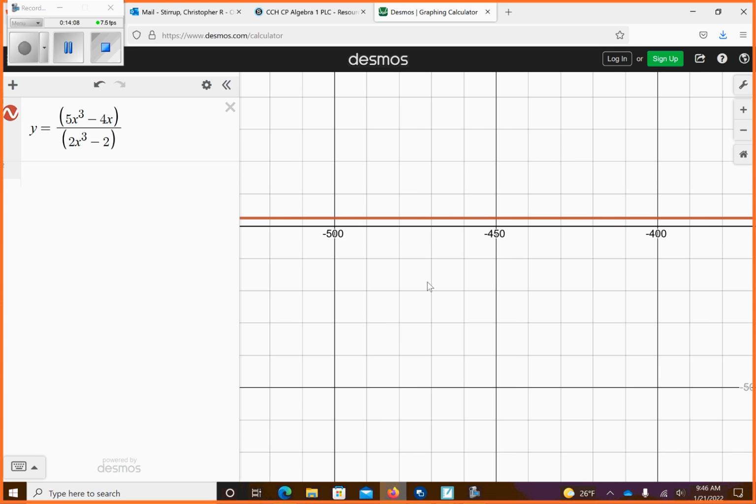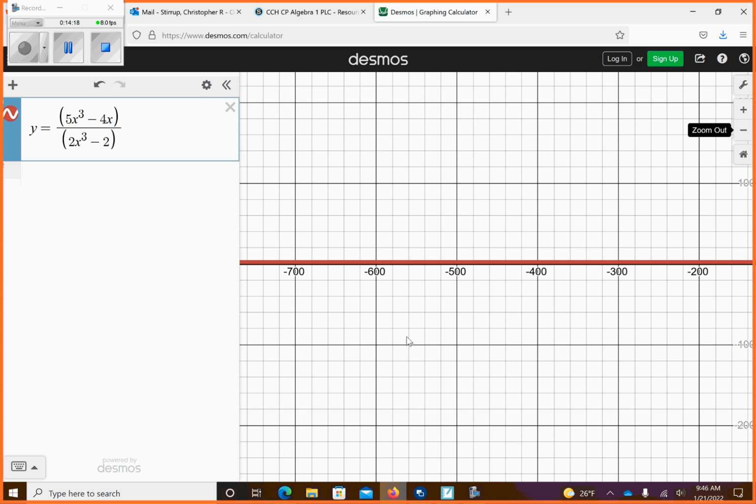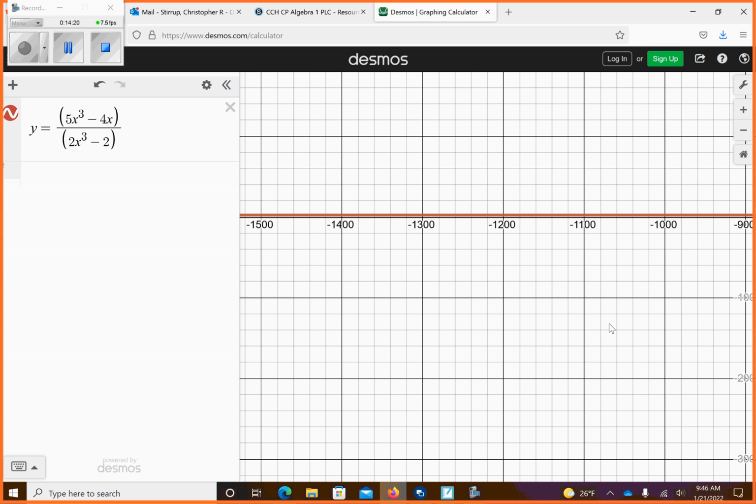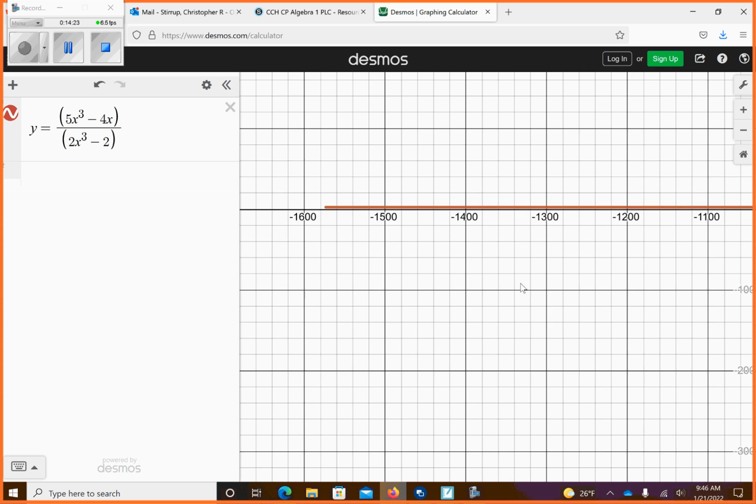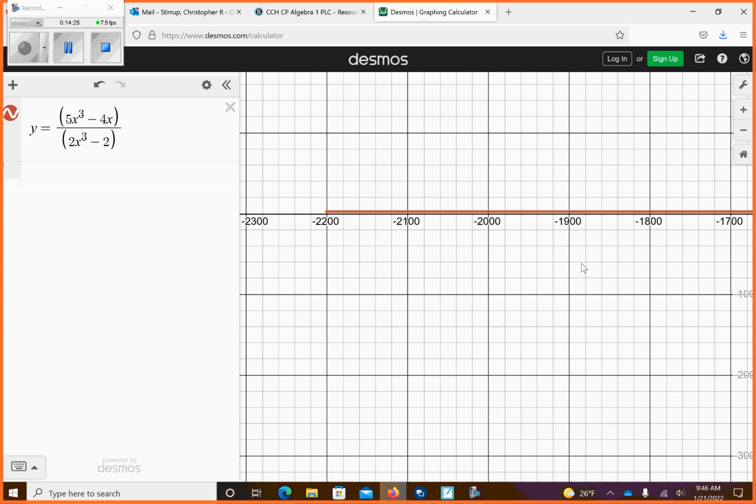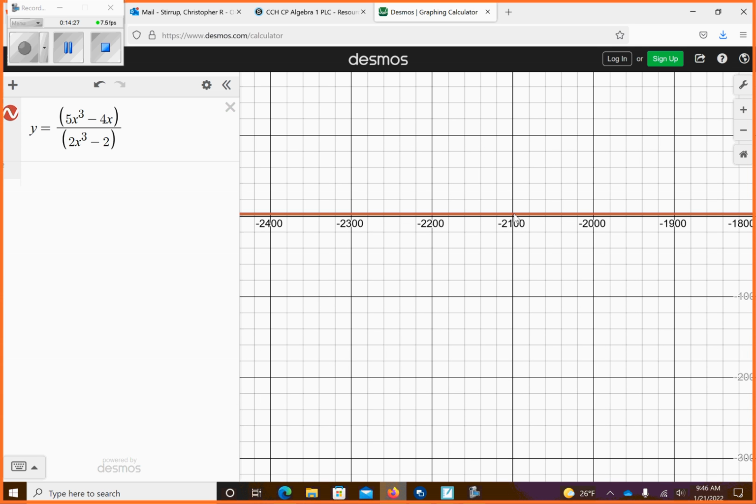Let's go out to like negative 500. Look at my y value, it's 2.5. So we could verify that if we go on even further out. Let's take it out to negative 2100. Notice it's still 2.5 in the y. I bet you our limit's 2.5. Does that make sense?